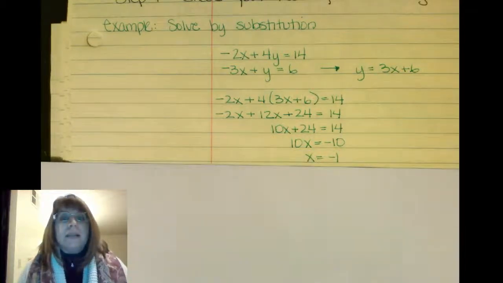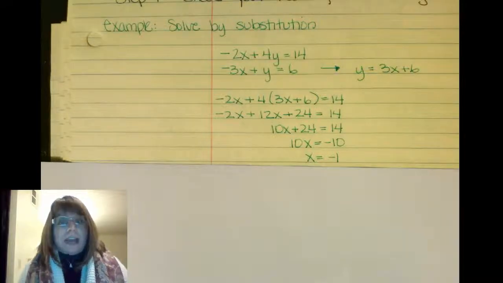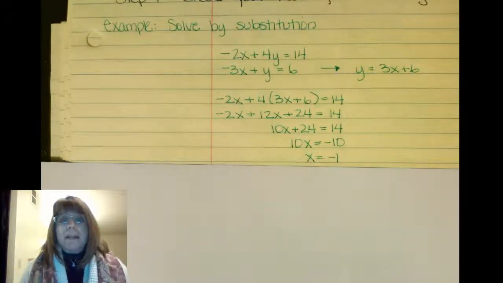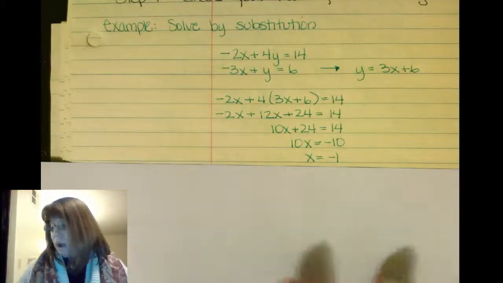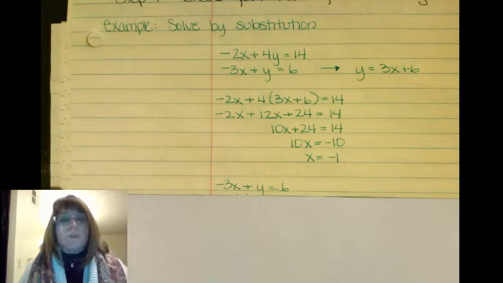And finally, divide each side by 10, x equals negative 1. Now that I've found what x is, I'm going to plug it back into one of my original equations to solve for y. So negative 3x plus y equals 6.